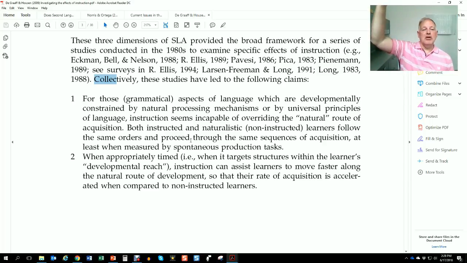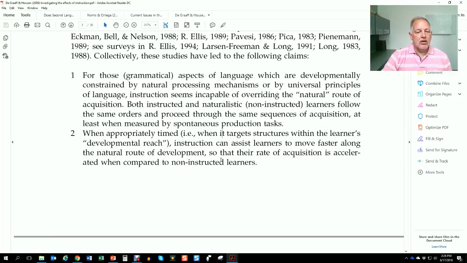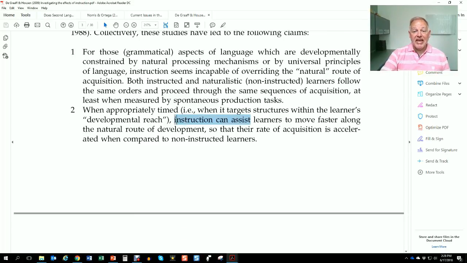We can't skip just out of great instruction. Oh, the person hasn't mastered basic present tense verbs? That's okay, we're going to teach them about the subjunctive in adverbial clauses. Instruction can't override the natural sequence of acquisition. When appropriately timed, instruction can assist learners to move faster. So that's the rate, right? We can move up the natural route of development faster. Instruction might accelerate our acquisition.